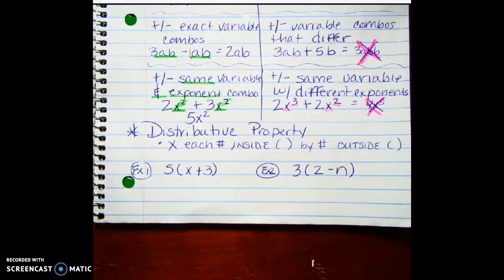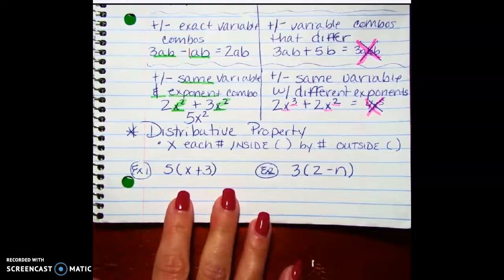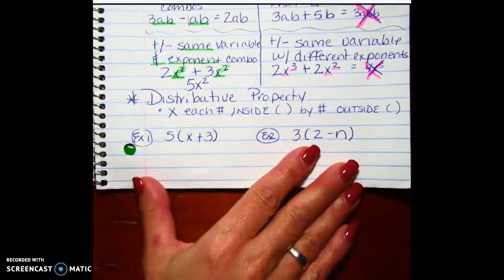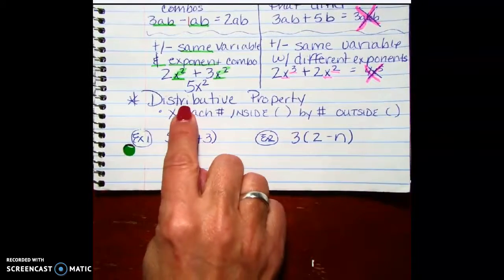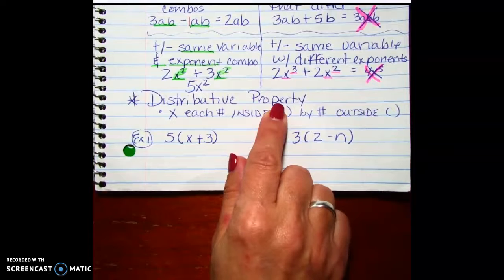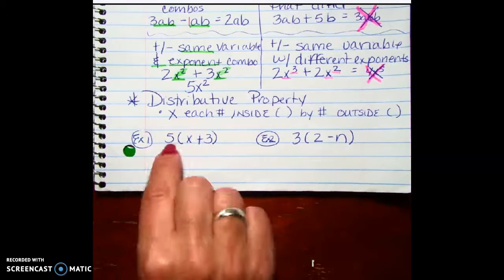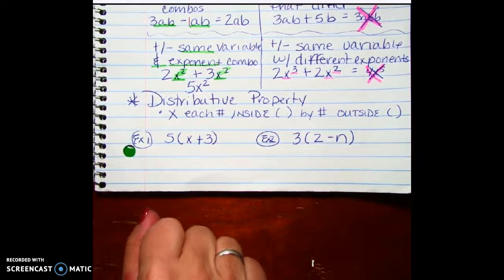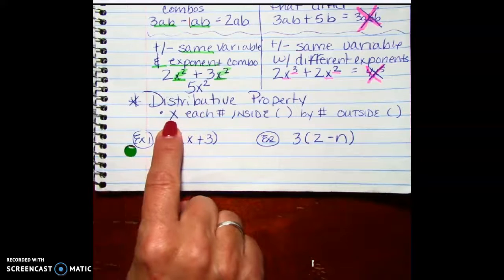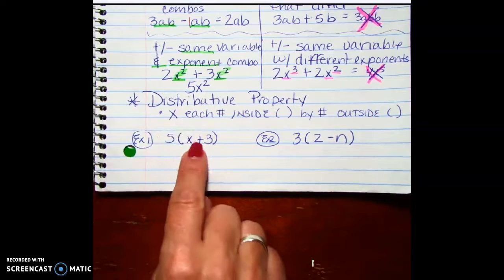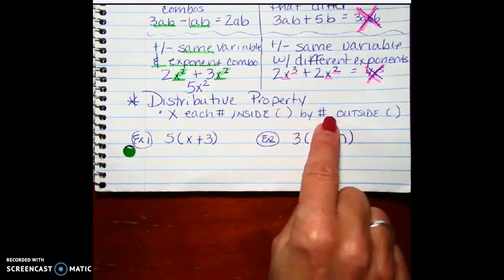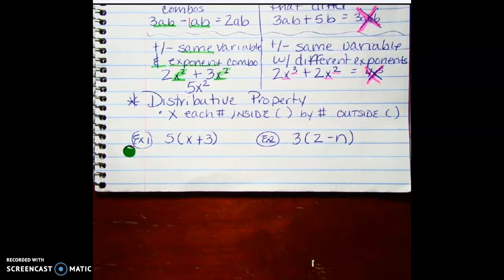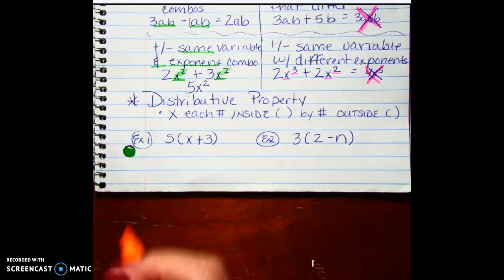Now, in addition to simplifying terms within an expression, there is also when we use the distributive property. What that means is we distribute this number amongst whatever is inside our parentheses. So I wrote down: multiply each number inside parentheses by the number outside parentheses. And I'm going to show you how we do this. Here we go. It's a three-step process.